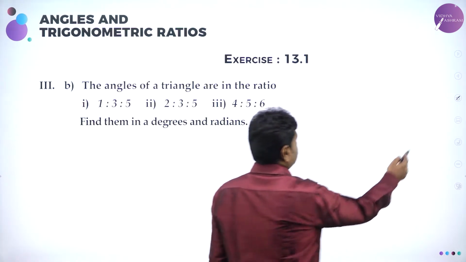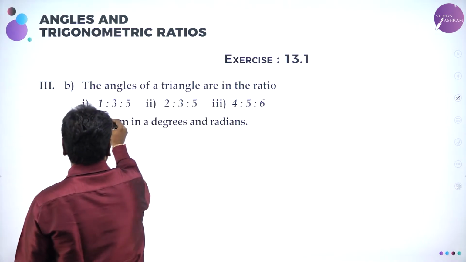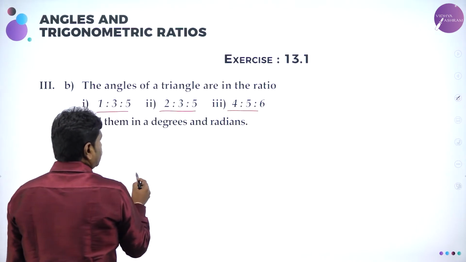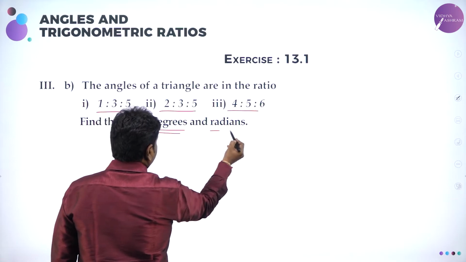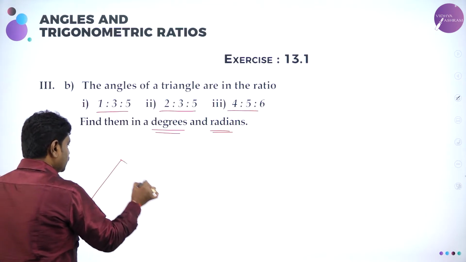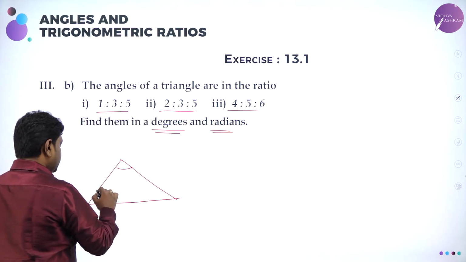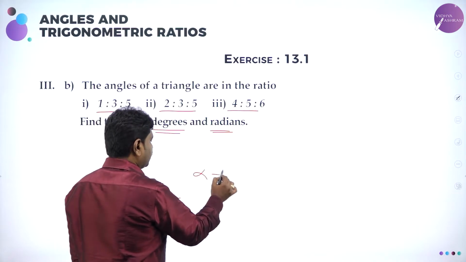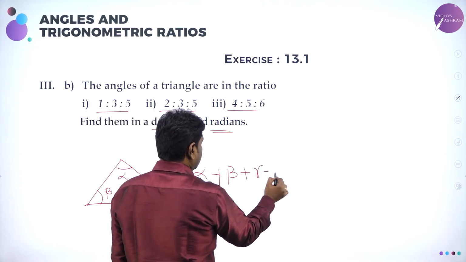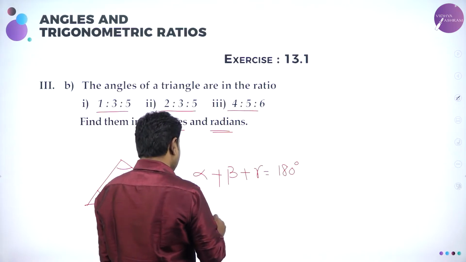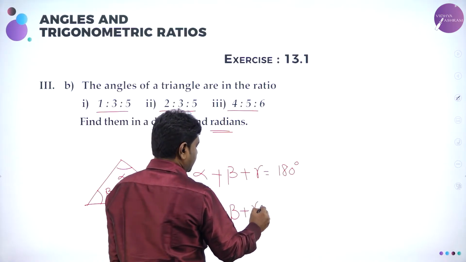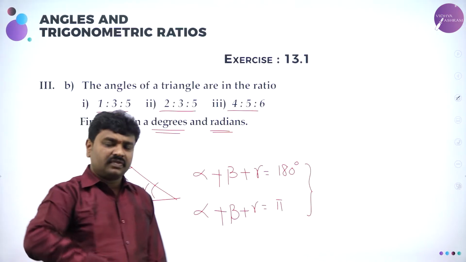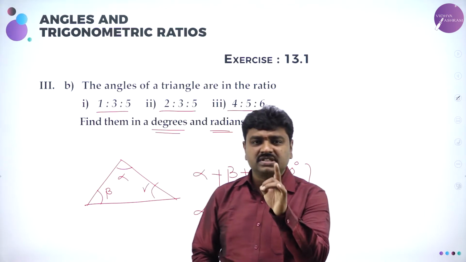The next important question: the angles of a triangle are in the ratio 1:3:5, 2:3:5, 4:5:6. Find them in degrees and radians. So what is the basic I taught you? For any triangle, if you add all the angles, suppose these are alpha, beta and gamma, then the sum of the angles alpha plus beta plus gamma is 180 degrees. Or we can also say alpha plus beta plus gamma is pi radians. You can first find degrees and then convert into radians, or first find radians and convert into degrees.